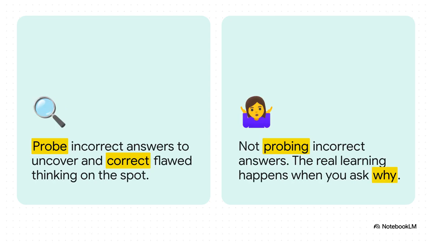The second major mistake is just seeing wrong answers and moving on. Nope. The real deep learning happens when you probe those misconceptions. Don't just correct the answer. Ask, "Hey, why did you choose B?" Or, "What made A look like a good answer?" This is how you find those little cracks in your thinking and fix them right on the spot.